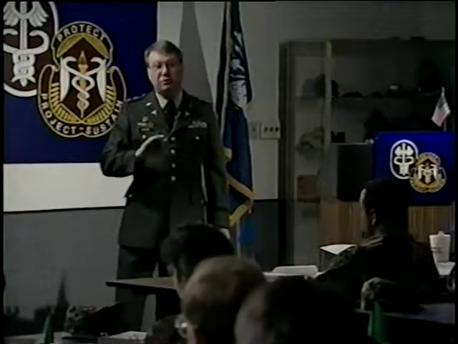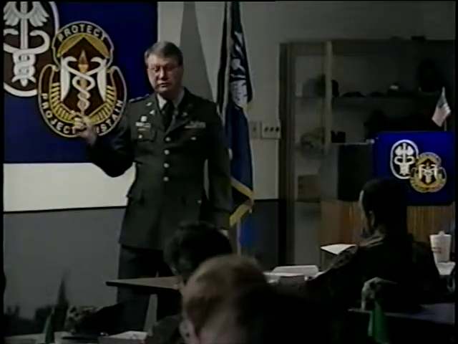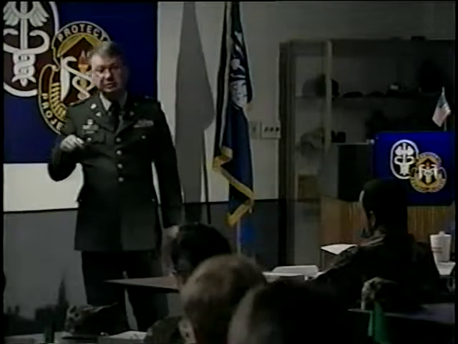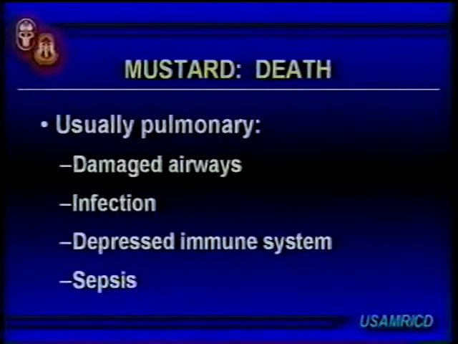When you die with all these agents, by and large, you die a pulmonary death. I mean all of them. Not just the vesicants, not just the pulmonary agents, nerve agents, all of them. It's essentially a pulmonary death. With mustard, there are three types of pulmonary deaths, okay?